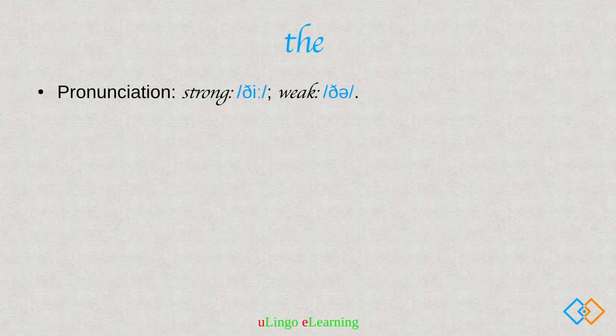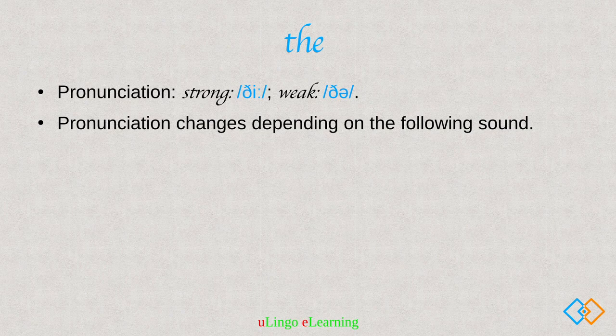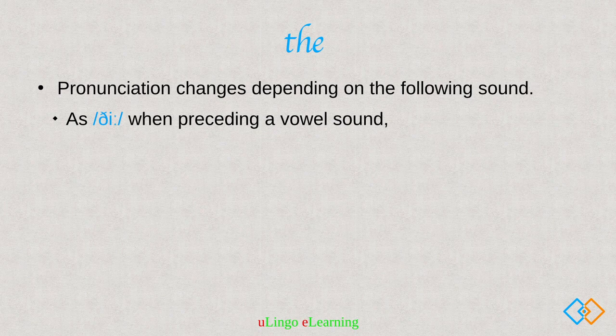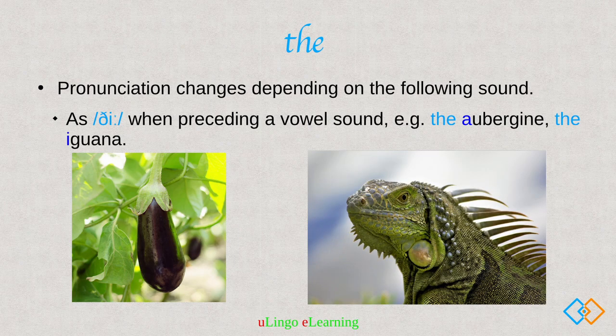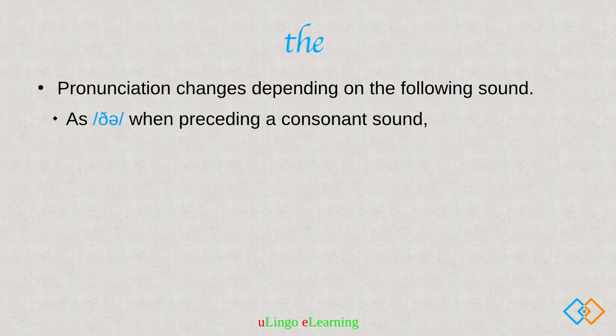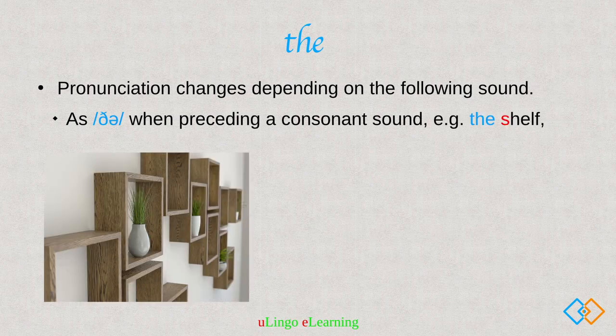Let's have a look at the pronunciation of the. Just the same way as a and an, the also has strong and weak forms. The strong form of the is the, and the weak form is the. The pronunciation of the changes depending on the sound that goes after it. Specifically, it is pronounced as the when it goes before a vowel sound. For example, the aubergine, the iguana. It is pronounced as the when it goes before a consonant sound. For example, the shelf, the uniform.